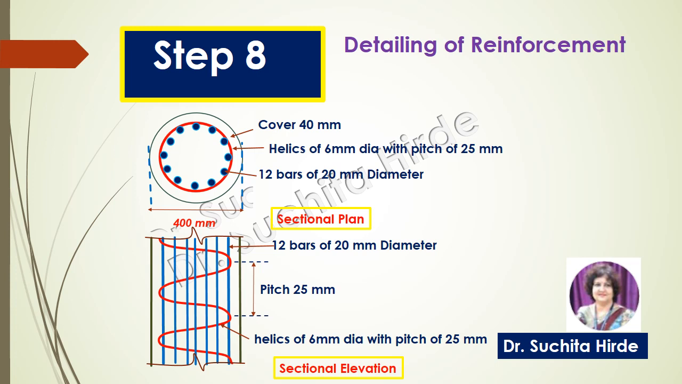These are the details we have to show in sectional plan. Now in sectional elevation, again we have to show the longitudinal bars, that is 12 bars of 20 millimeter diameter. Pitch we can show in sectional elevation only, that is 25 millimeter, and helix of 6 millimeter diameter with pitch of 25 millimeter as transverse reinforcement.